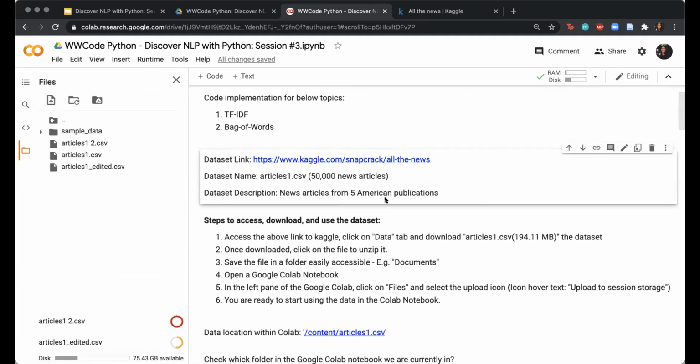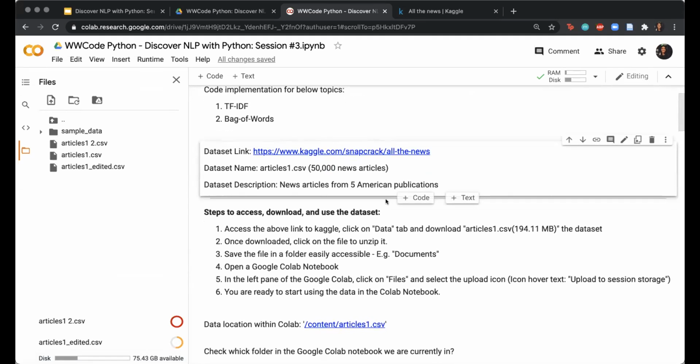So in this dataset, we have 50,000 news articles. And there are articles from 5 American publications, and we are going to process this data set and see how to form the representations from words.